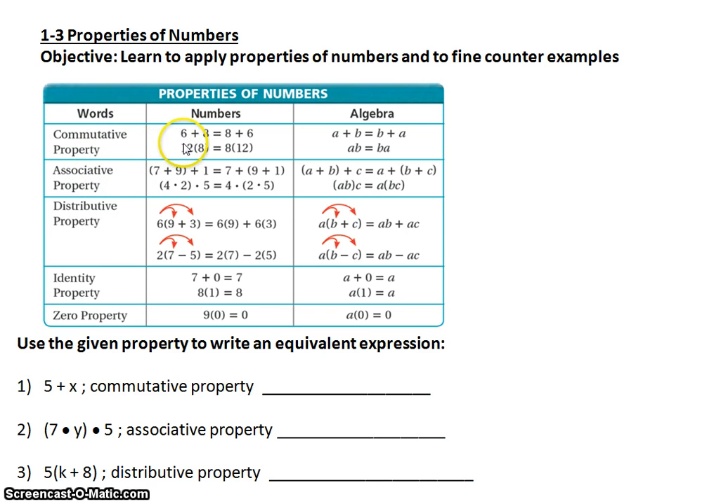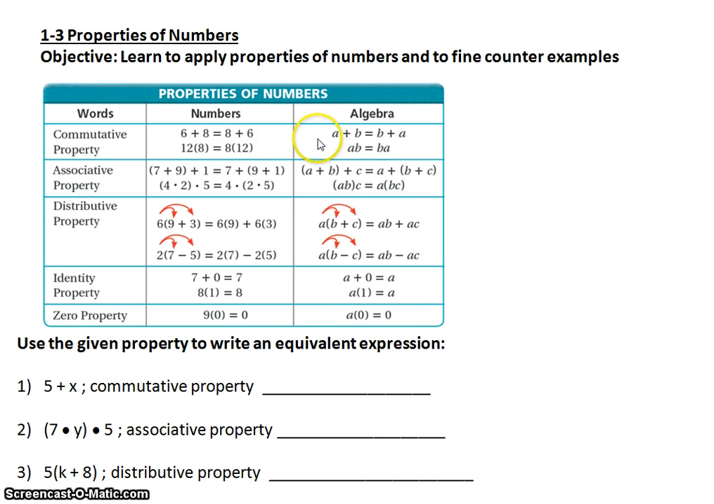An example that they have here is 6 plus 8 is the same as 8 plus 6. So the order in addition does not matter. 12 times 8 equals 8 times 12. Again, the order does not matter, and in this case it's multiplication. However, the commutative property does not work for subtraction, nor does it work for division. So the commutative property works for addition and multiplication.